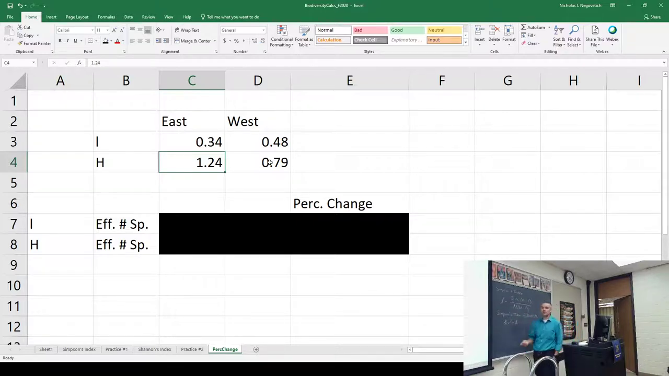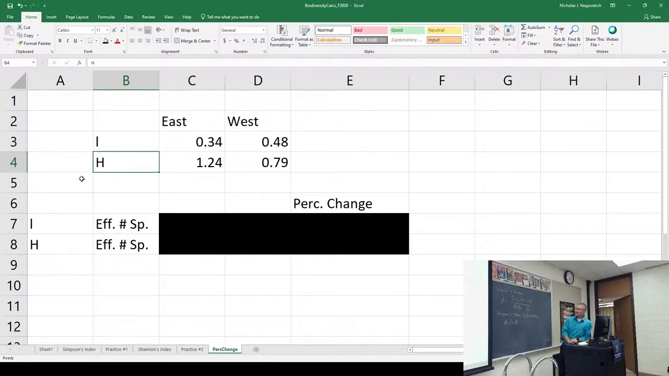We do so by converting these numbers to something called the effective number of species. The effective number of species is for Shannon's index. The equivalent term, true diversity, is for Simpson's index. These terms go back and forth, so I'm going to start with Shannon, since that's what we did. Our effective number of species is e to the H. E is our exponential, and H is our Shannon's index.